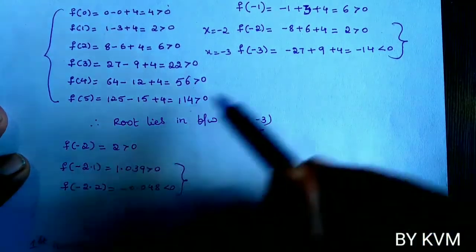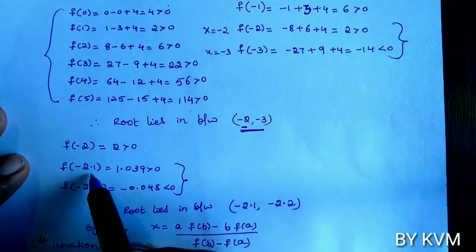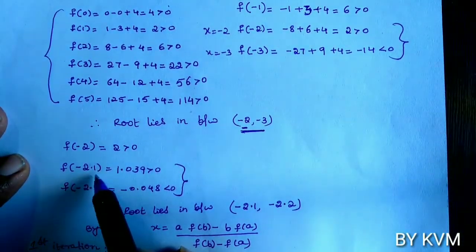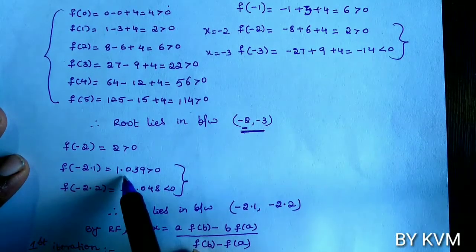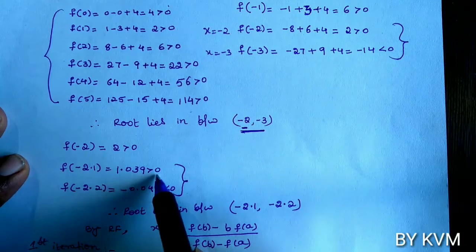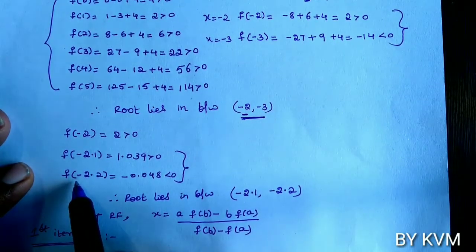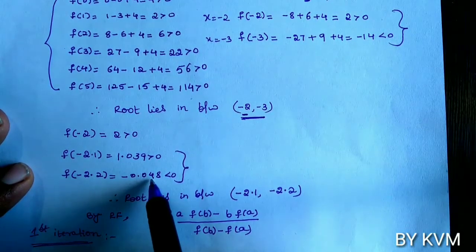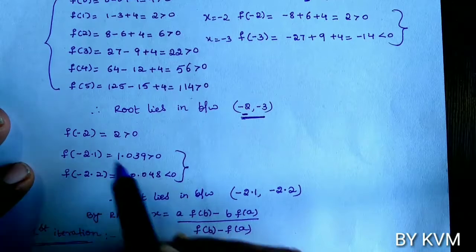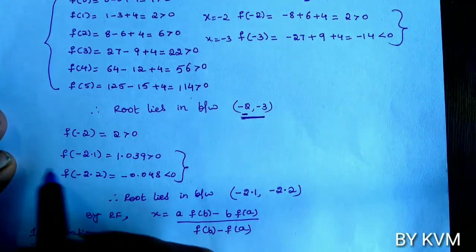So f of minus 2 we have already calculated, which is greater than 0. Then put x equals minus 2.1, f of minus 2.1 is 1.039, which is greater than 0. Then again put x equals minus 2.2, f of minus 2.2 is minus 0.048, which is less than 0. So for one value it is greater than 0, for another value it is less than 0.